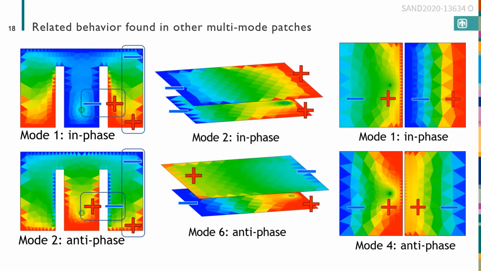I'm showing stacked patches here in the middle, and again, there's an in-phase mode and an anti-phase mode here. And also for coplanar parasitic coupled patches, you've got an in-phase mode where the charge distributions are aligned and an anti-phase mode where they are oppositely aligned.